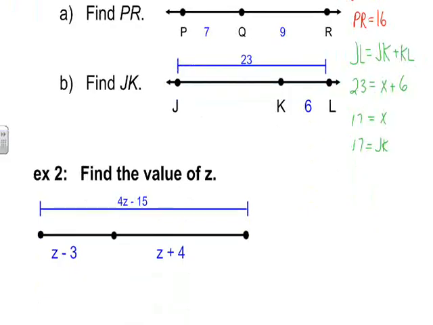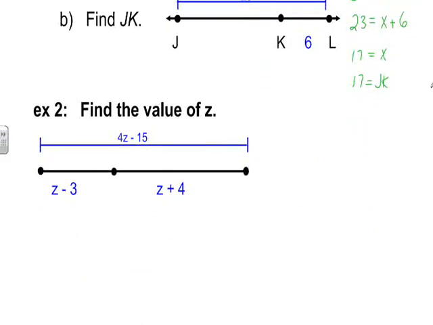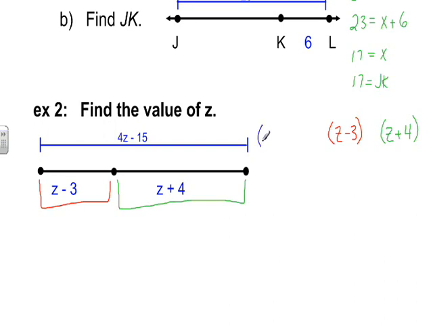Alright, example 2. Same process, only this time I'm asking you to find a variable. I'm giving you all three values and we're going to write an equation for it. This small segment has a length of z minus 3, so I'm going to use this as a value. And I have a smaller segment with a length of z plus 4, so we'll use this as well. And the entire segment length is 4z minus 15, so I'll have this at the front of our problem here.